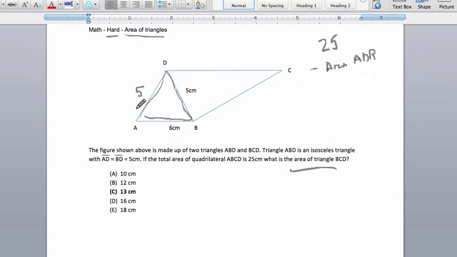And in order to find the area of this triangle, we just do exactly what we just did on the previous question. We use the Pythagorean theorem to find the height. This will be a 3, 4, 5 triangle, and then we use the area of the triangle formula so that this just ends up being 12. And then we just subtract 12 from 25.